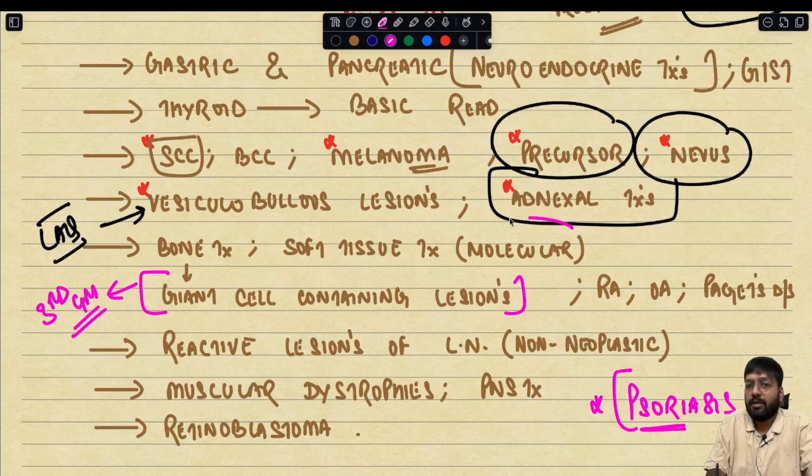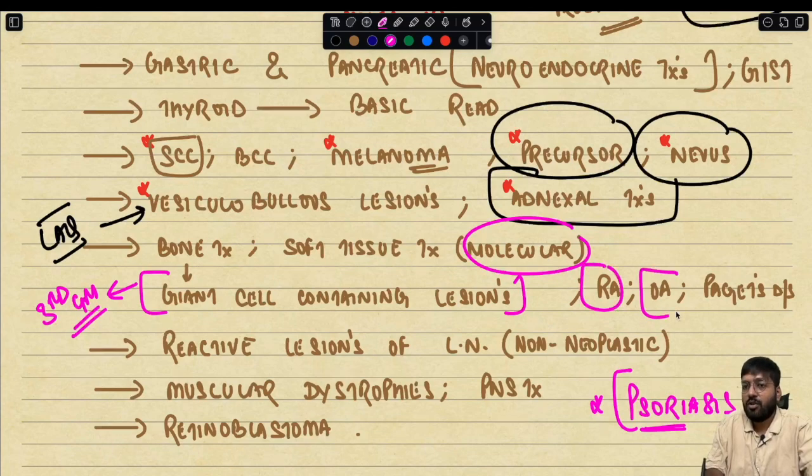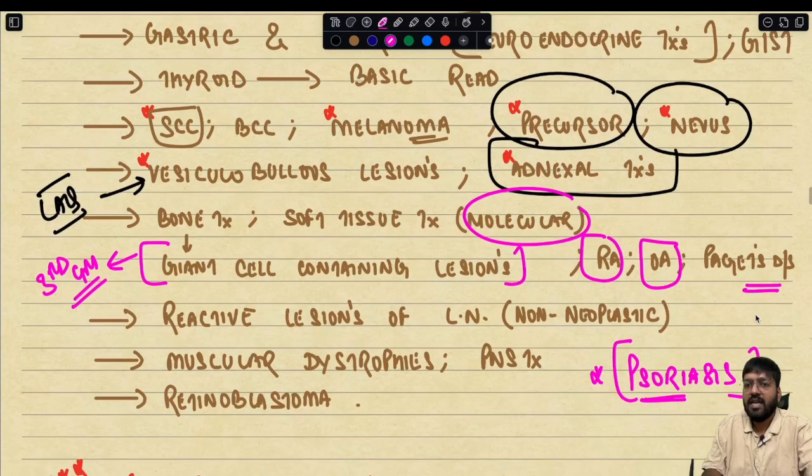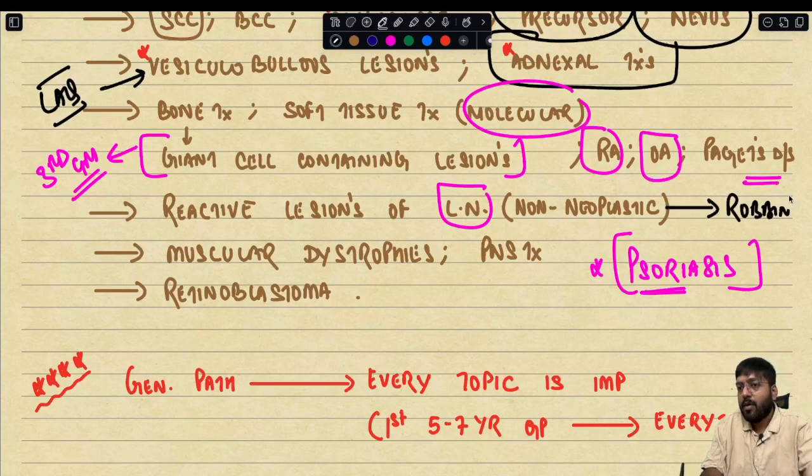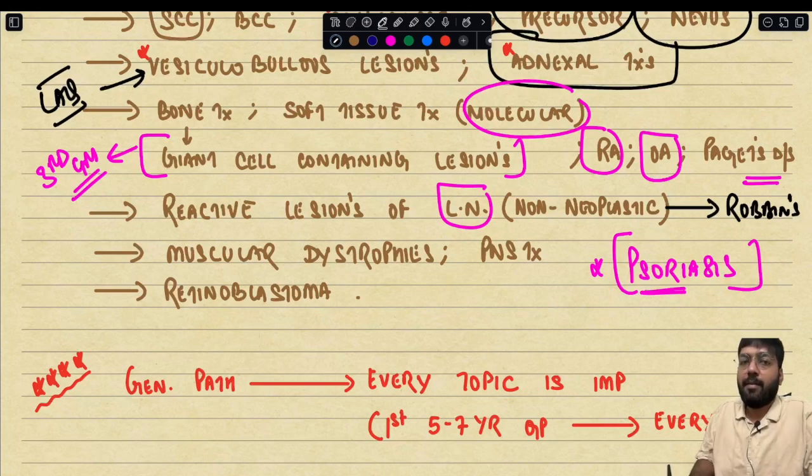Then molecular pathogenesis of the soft tissue tumors, okay, rheumatoid arthritis, osteoarthritis, Paget's disease, okay, reactive lesions of the lymph node. Now this has not been discussed in the application right now, but it is very easy, 2 pages given. You can read directly from Robbins about the reactive lesions of the lymph node, the non-neoplastic lesions.